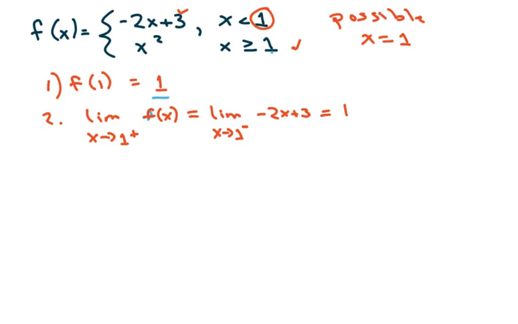So basically, the limits do equal, and so f of 1 equals the limit as x approaches 1 from the left and the right of f of x. So it is continuous at x equals 1. So f is continuous for all real numbers x. So once the right side and the left side equal, then it's continuous.